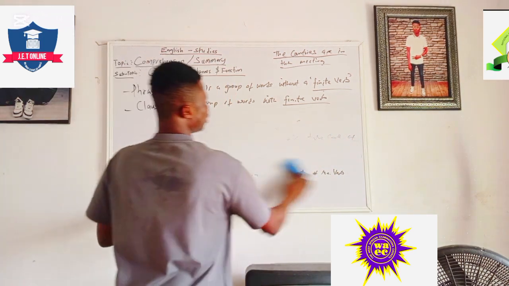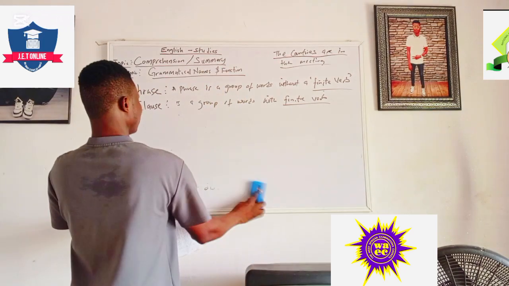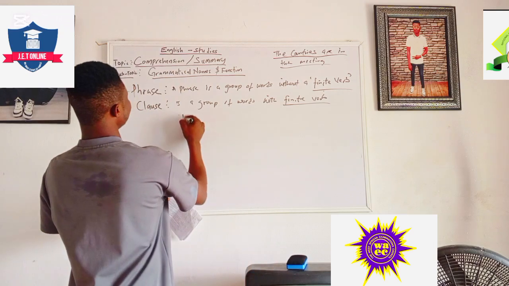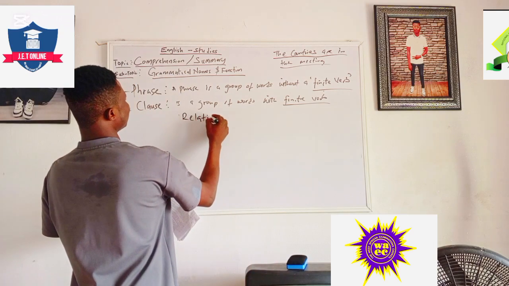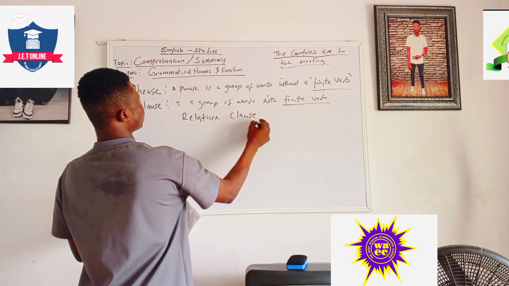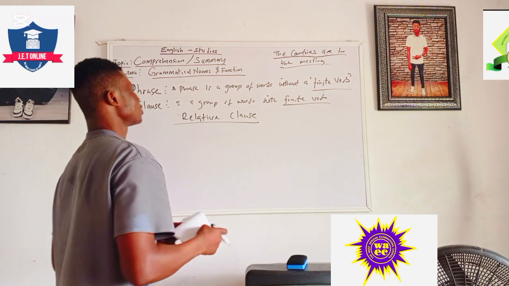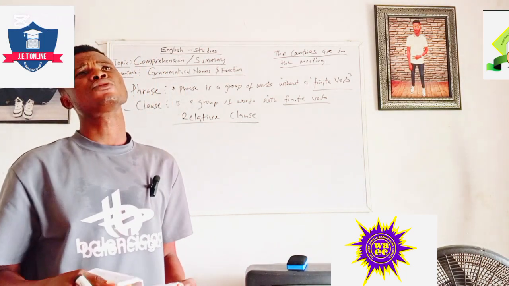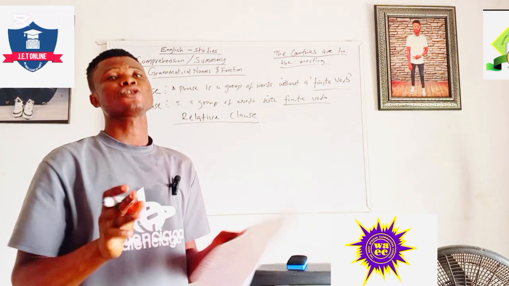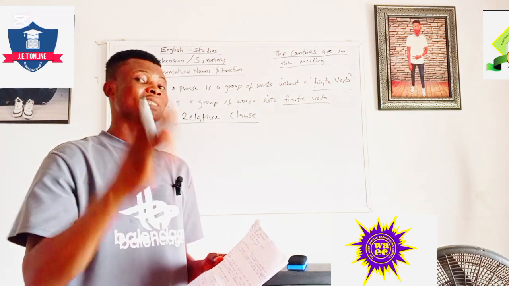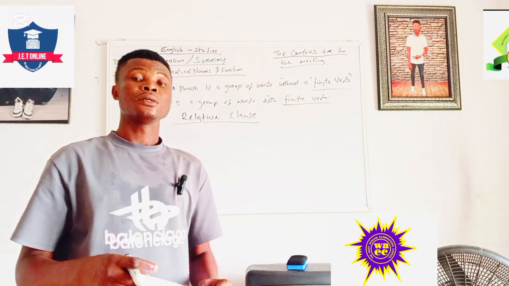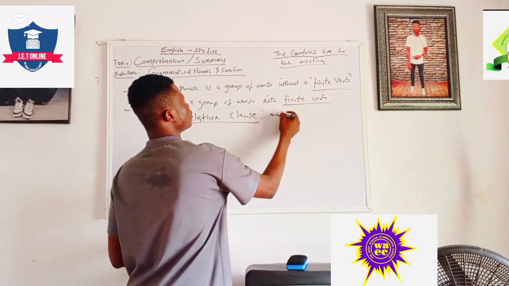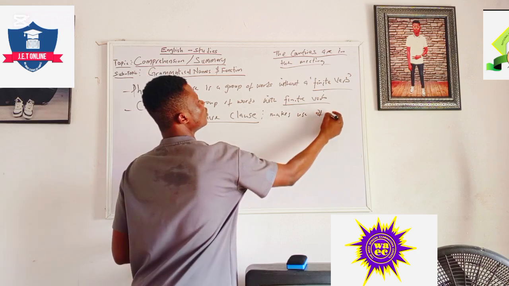Now let's look at relative clauses. That's the second type of subordinate clause. Don't forget, relative clauses make use of relative pronouns. That is, for you to discover that an expression is a relative clause, there will be a use of relative pronouns.